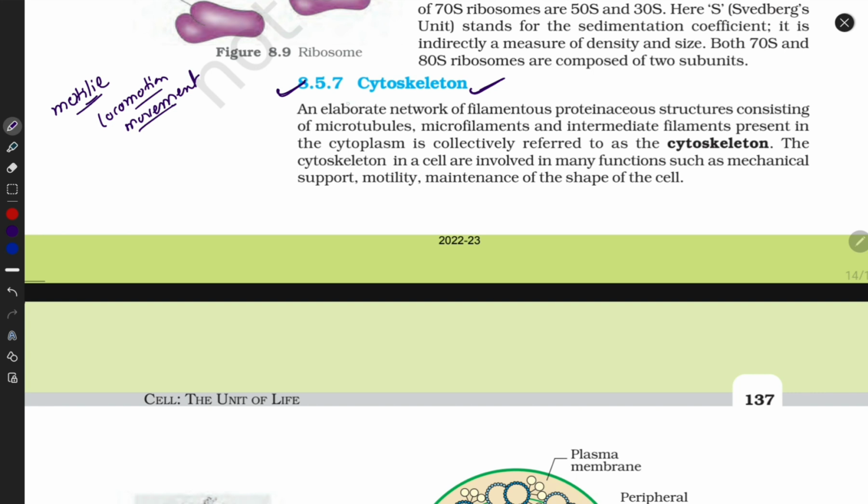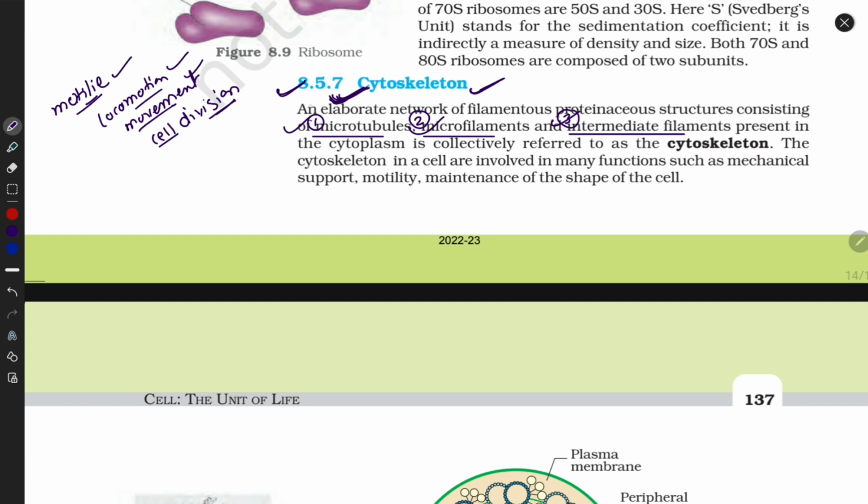There are three types of cytoskeleton in our body: first is microtubule, second is microfilament, and third is intermediate filament. They are both useful in motility. They mainly participate in cell division time, and other motile, locomotion movement.